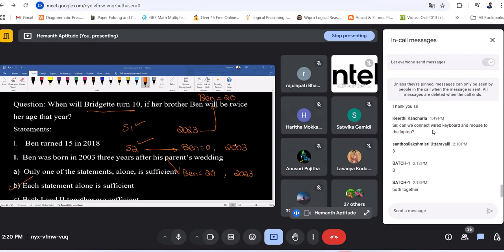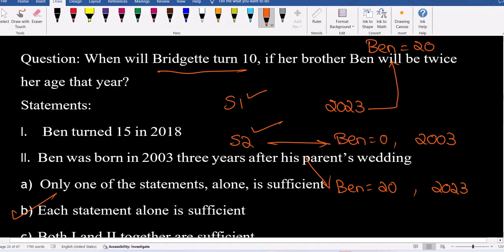Guys, are you understanding this question? Each statement alone is sufficient is the answer. You can go ahead. Option B is perfectly suitable.